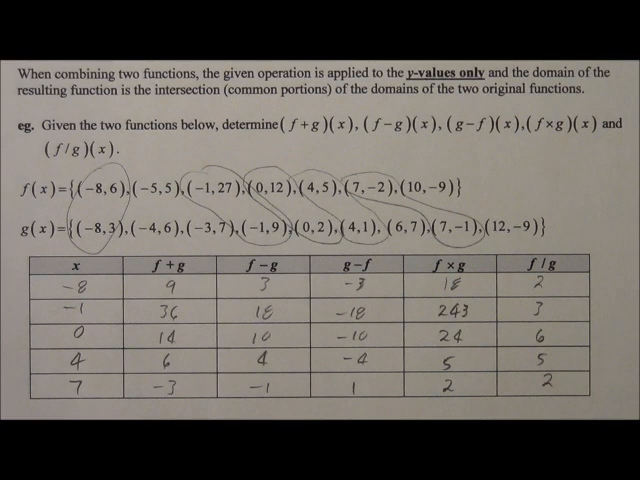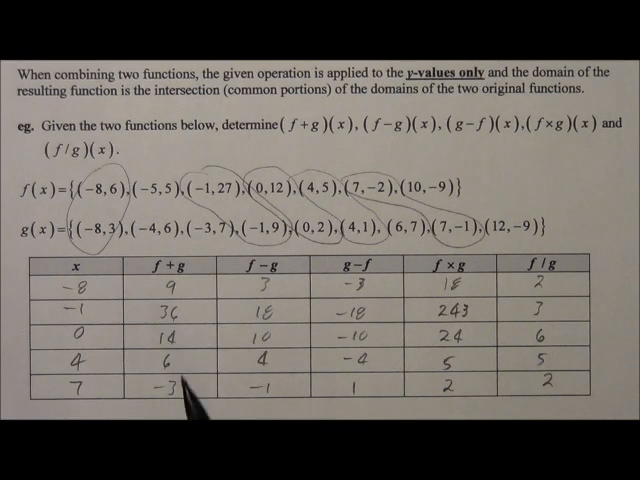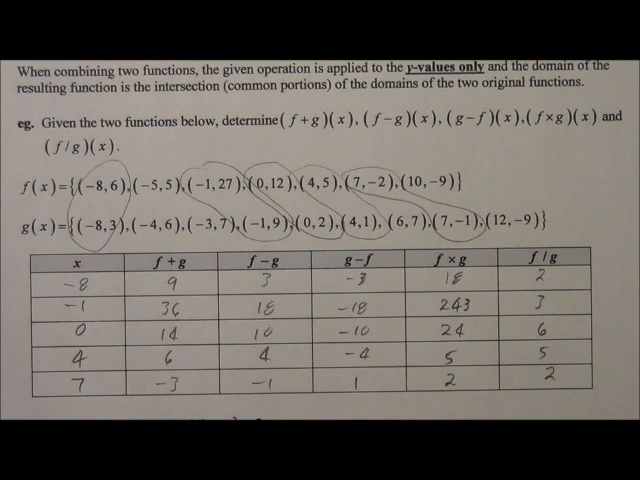Now just check to make sure that you have all the correct values. The sums are going to be the same whether it's g plus f or f plus g. The one thing that's going to be different will be the differences, as we can see that g minus f is the negative of f minus g. The products will be the same, and of course the quotients could also be different. So g divided by f most likely would be different than f divided by g.